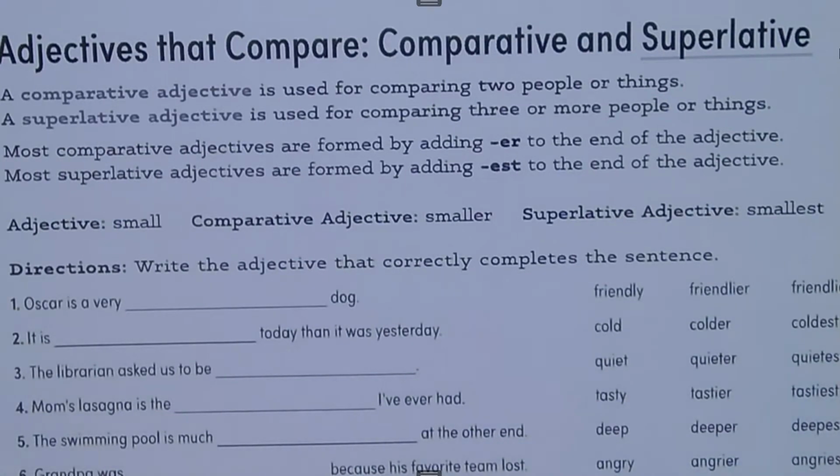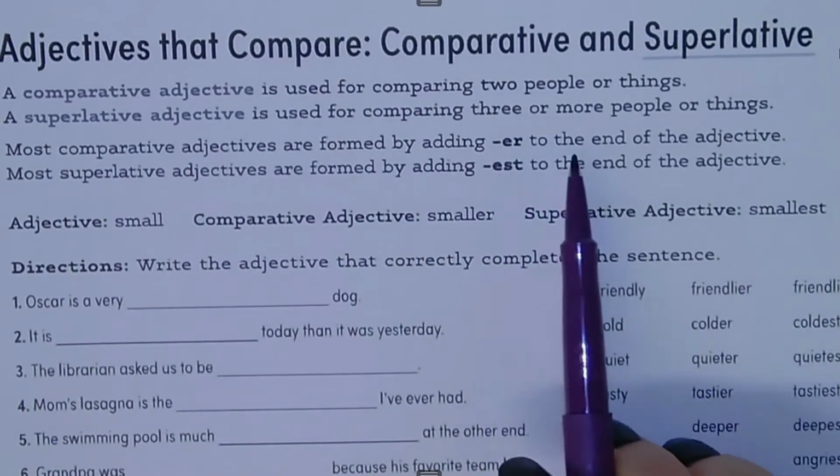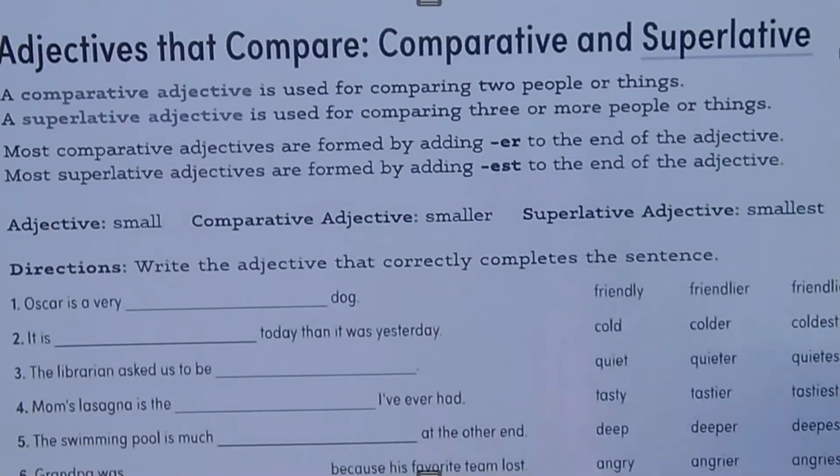Most comparative adjectives are formed by adding er at the end of the adjective. We also learned that with some words, you may have to add more at the beginning instead of er. Most superlative adjectives are formed by adding est to the end of the adjective, or you may have to add most at the beginning of the adjective. Okay, so we have er and more, est and most.